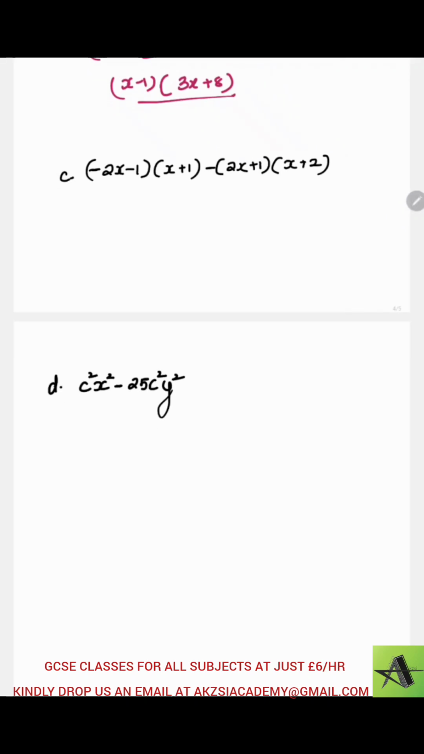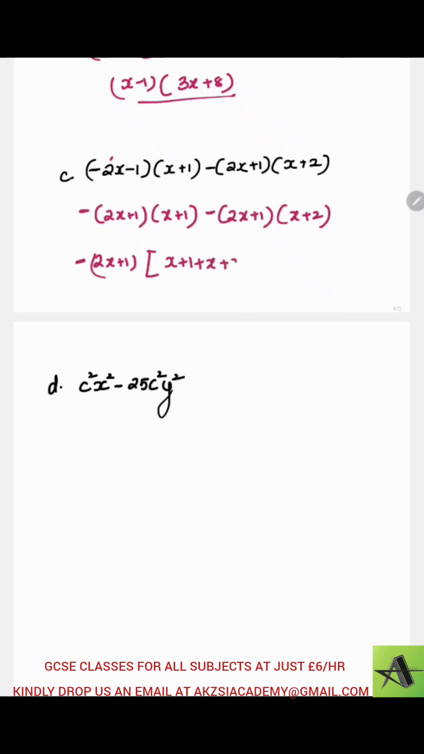Clearly, if I take out negative as common, what remains is 2x plus 1 times x plus 1, minus 2x plus 1 times x plus 2. I can take out minus 2x plus 1 as common. So minus 2x plus 1 out as common. Remaining is x plus 1 and plus x plus 2.